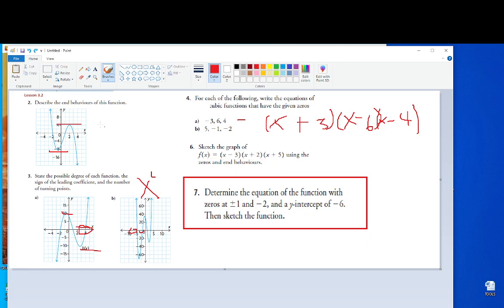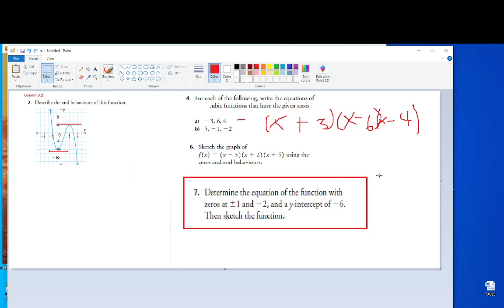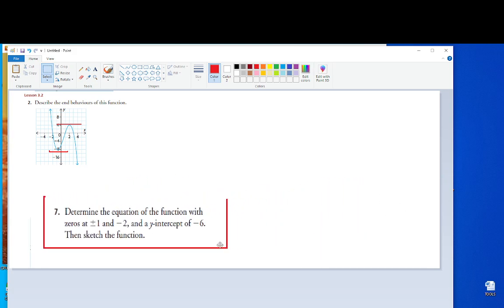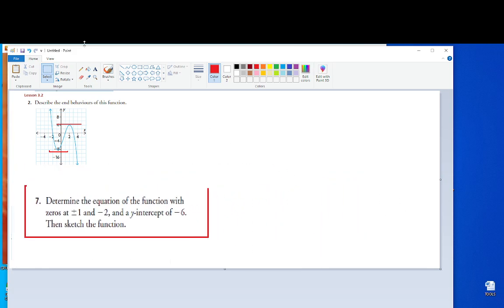Okay, on to number 7 and indirectly number 2. So we're going to keep them both. Ready? It's a lot simpler than you think. So we would start with this. We would say, you know what?